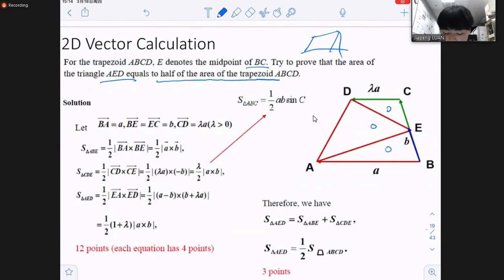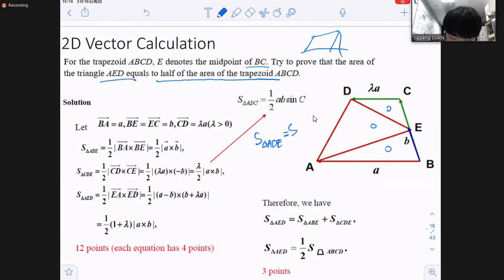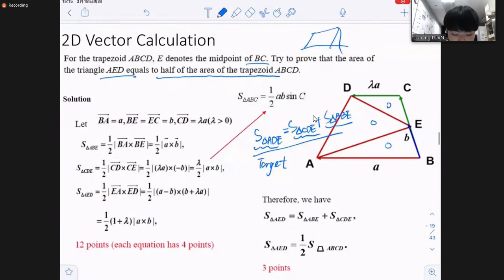If you want to say that the area of ADE is half of the area of ABCD, the target is to prove that the triangle ADE equals CDE and ABE. And then you can calculate these 3 things one by one.